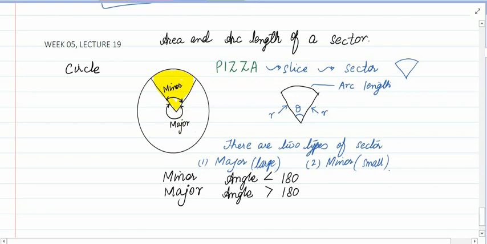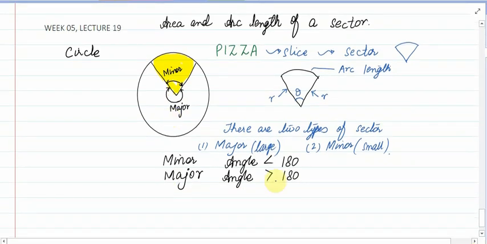right? So there are two types of sector, minor and major. The quantity that creates a difference between these two is basically the angle, and if the angle is less than 180, we say that it's a minor sector. If the angle is greater than 180, we say that it is a major sector, right? So far so good. Okay, I hope that you have written all this work.